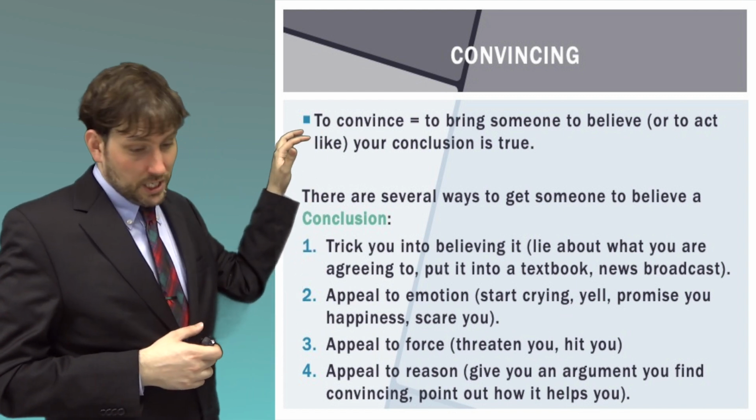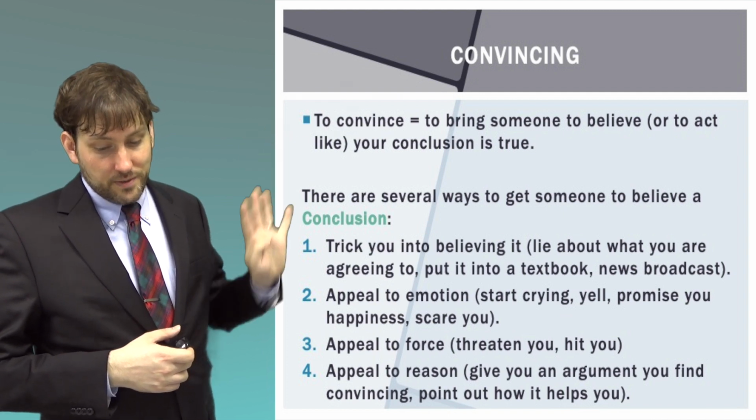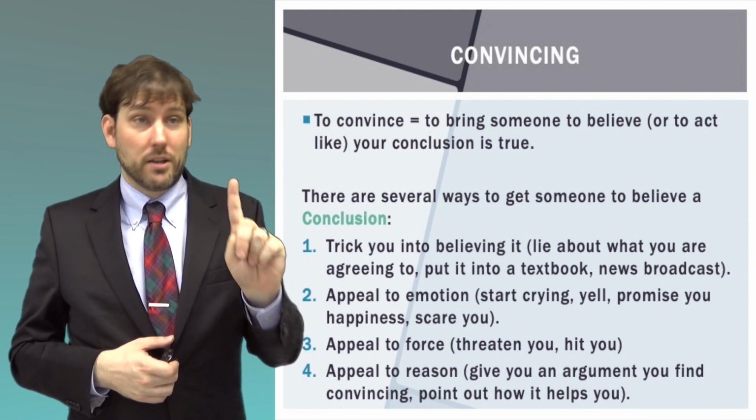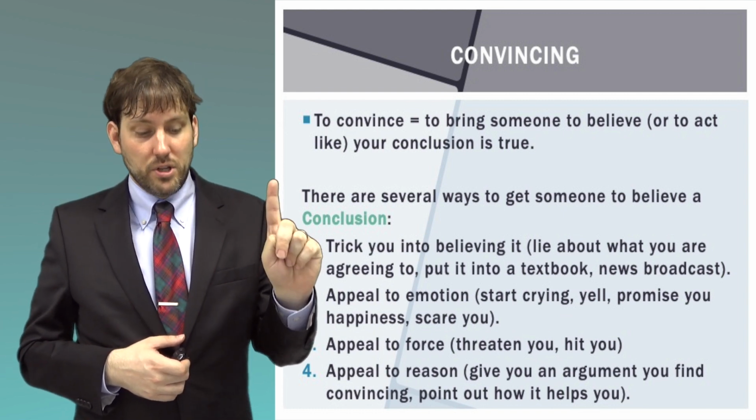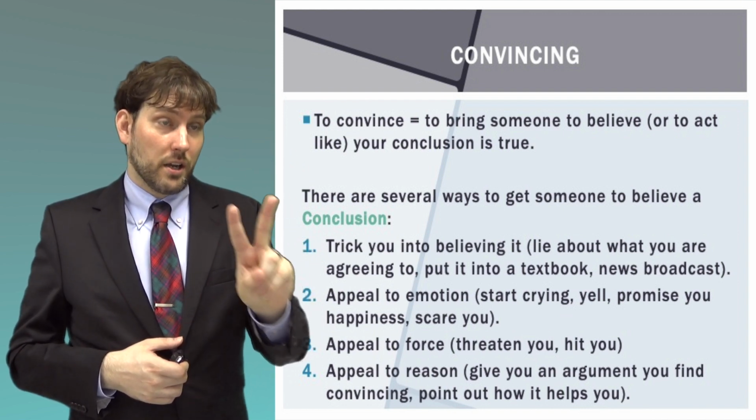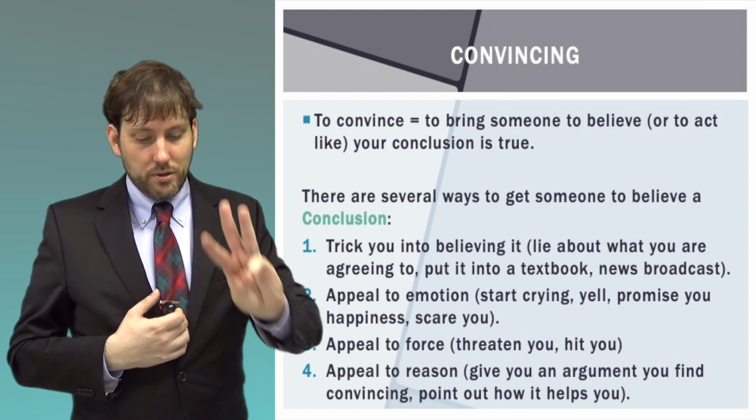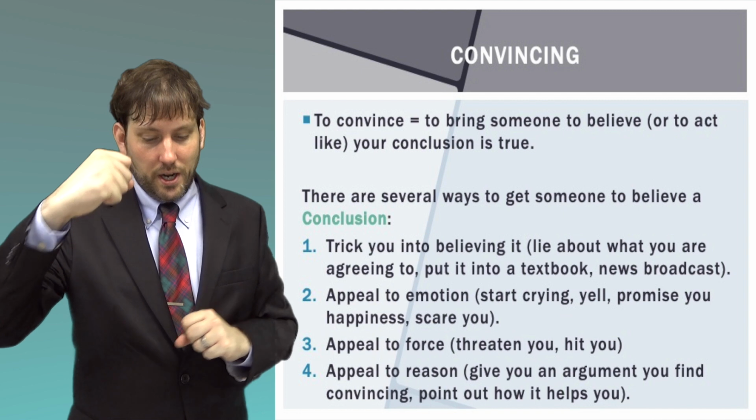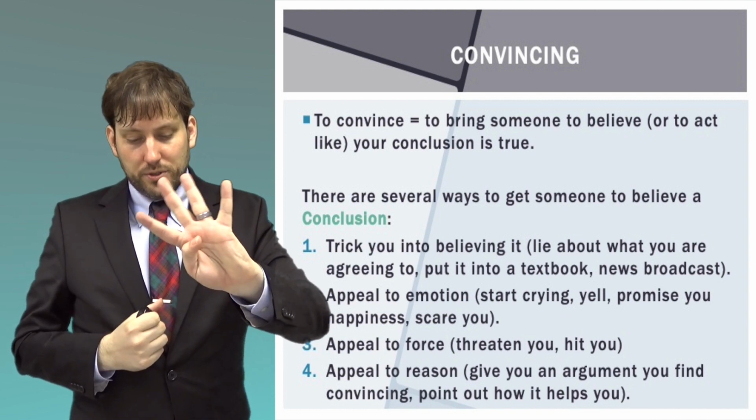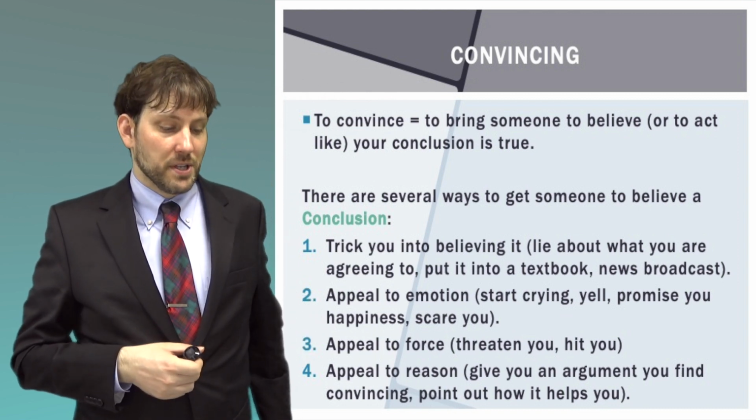To convince is to bring someone to believe or to act like your conclusion is true. There's at least 4 ways that we can do this. The first one is I can trick you. I can tell you things that are false and convince you to believe something. The second is I can appeal to emotion. I can start crying, I can start yelling, I can do different things to make you agree with me. The third is I can threaten to punch you. I can say I'm going to hurt you if you don't do what I tell you. The fourth is to appeal to reason. In critical thinking, the main thing we want to do is to appeal to reason.